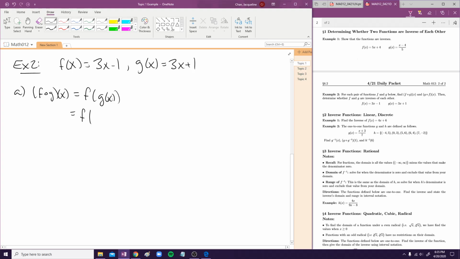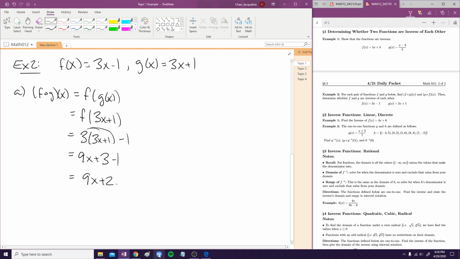I know what g of x is. G of x is 3x plus 1. And now wherever I see an x in my f function, I'm going to plug in 3x plus 1. So this is 3 times (3x plus 1) minus 1. First of all, we have to distribute. So then I get 9x plus 3 minus 1, and this is 9x plus 2.